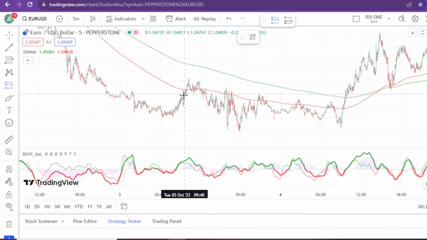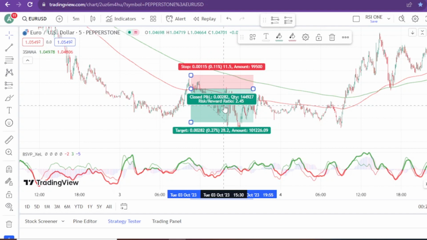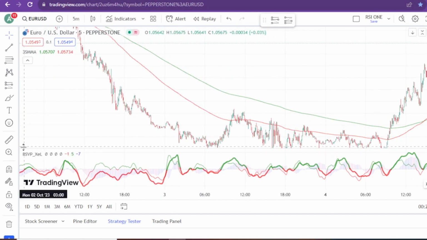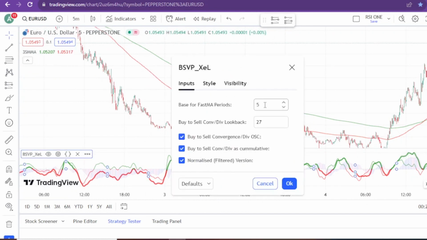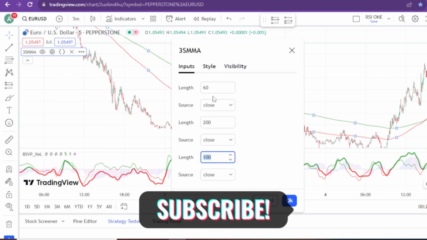Second one is when the price touches the red right here, and you wait for the cross. If the cross happened before, it's okay, okay? Boom, right here. Amazing, perfect. So this is a trend trading strategy, okay? So the settings right here is 5 and 27, and the settings for the moving average are 200 and 100, okay? I removed the third one, only need two, okay guys?